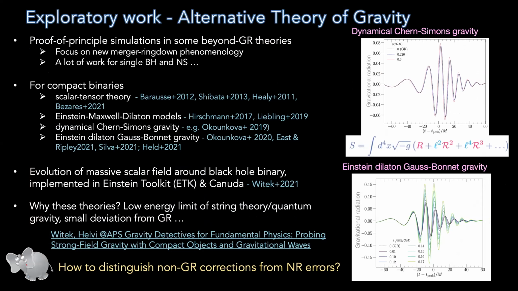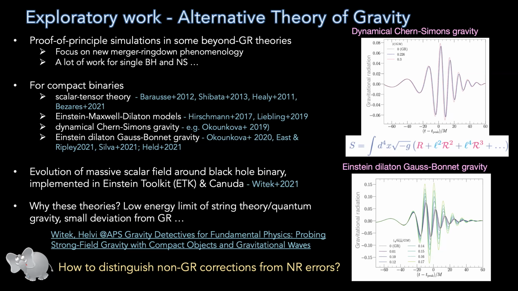So a lot has been done in solving the Einstein equation, but what has been done in solving other types of equations? One can think that there could be modifications to GR, and that right now we're not able to resolve with the current detector. But if there are modifications, then we need to be able to model those.